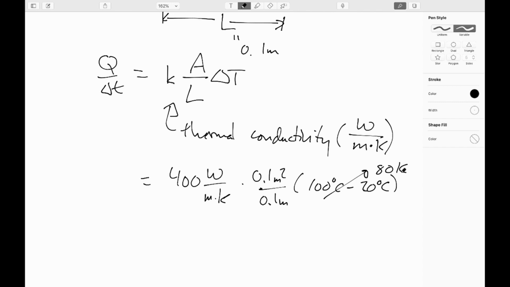And so punching all the numbers through, you'll get that this transfers at a pretty walloping 32,000 joules per second, or 32,000 watts. So you probably do not want to use this as your insulating material in your house.